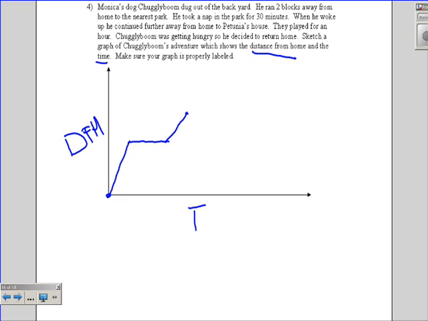They played for an hour. So this line is longer than this other line because he's playing there for an hour. He was hungry, so he decided to go home. And Chugly Boom just decides to go home. Should I put a title on this graph? I could. It might be just Chugly Boom's Adventure. So I would want to include that if I have that.